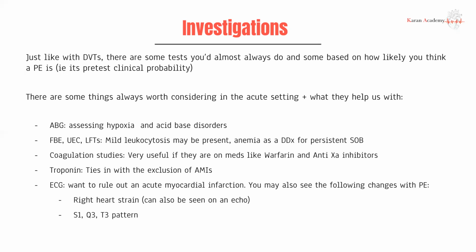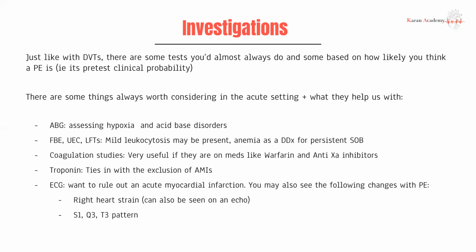Coag studies are also important if the patient becomes unstable or they have a massive PE, and you want to consider thrombolysis. You want to make sure that they aren't at a very high INR, for example. Troponins, because, well, patients with shortness of breath and chest pain, you want to rule out an ischemic heart event. ECGs, again, to rule out an acute myocardial infarction, but you can also see the following changes on a PE.